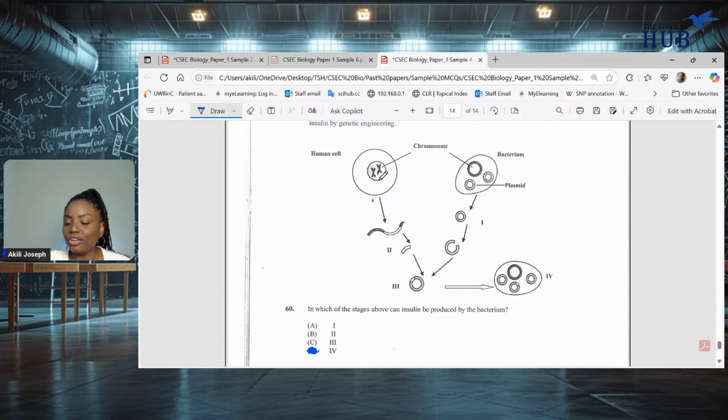With genetic engineering, you want to select your human insulin gene, right? You want to cut that out. You want to insert it into a plasmid, a bacterial plasmid, to form a recombinant plasmid. And then you want to get that recombinant plasmid into your bacteria via transformation, so that now you have the human insulin gene in the bacterium. So as it is grown and cultured, it will also start producing human insulin and therefore be able to meet the needs of your diabetic patients, right?